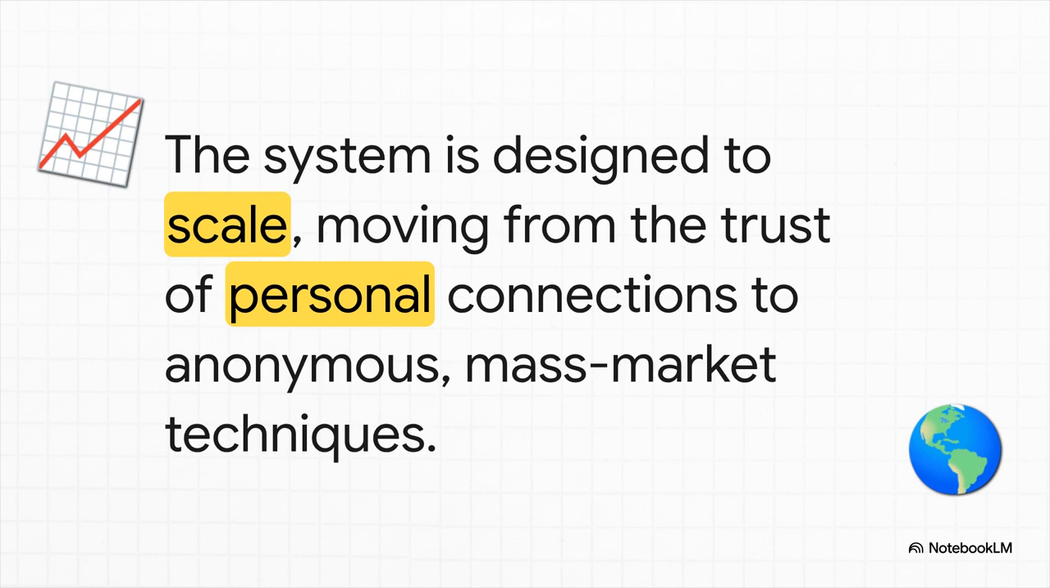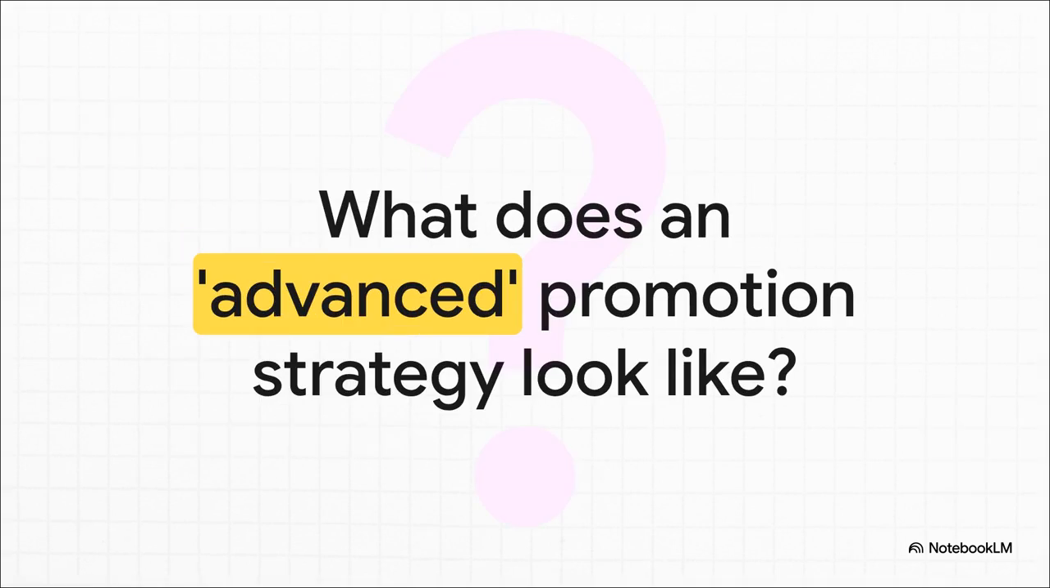It starts with the trust and the warmth of personal connections, and then it methodically moves outward towards cold, mass-market, anonymous advertising techniques, trying to grab attention at every single level. Now, the source material we looked at describes all of this as just the initial steps, but it also hints that there are more advanced techniques out there. And that leaves us with a pretty fascinating question to chew on. If this is the basic, foundational strategy, what in the world does the anatomy of an advanced online promotion system look like? Something to think about.